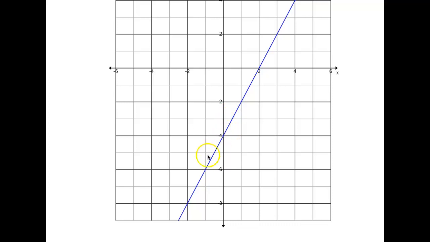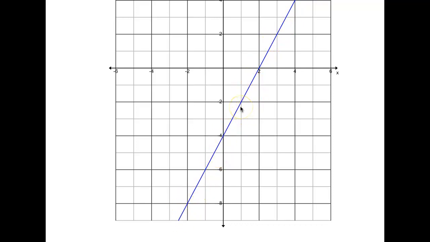As far as domain and range, remember, you just trace along the graph and you see how far will x go, all the way to infinity. How far will x go this way? All the way to negative infinity. And then for y, same thing. It's going to keep going up all the way to infinity and down all the way to infinity.